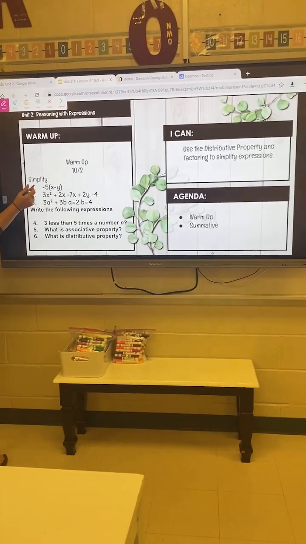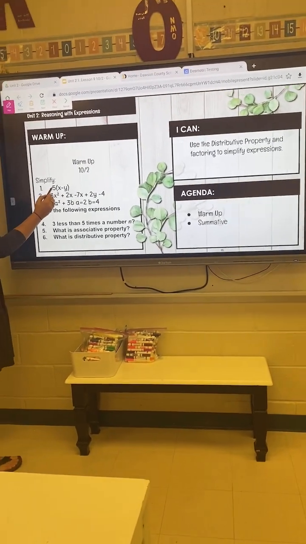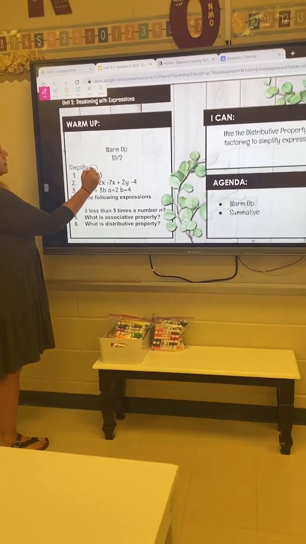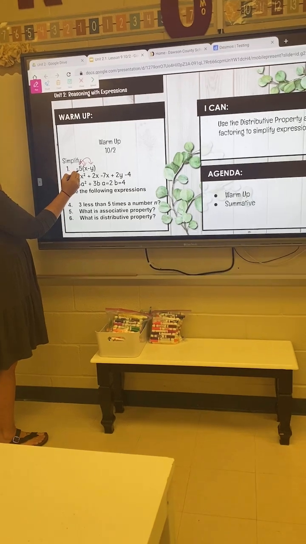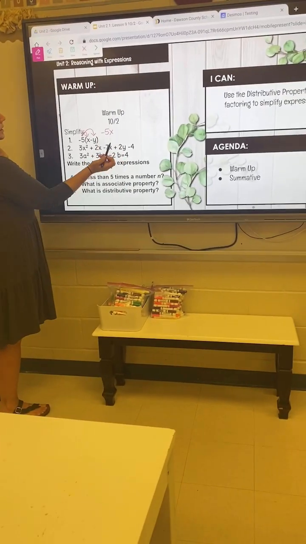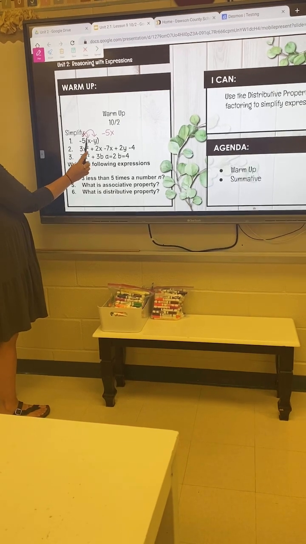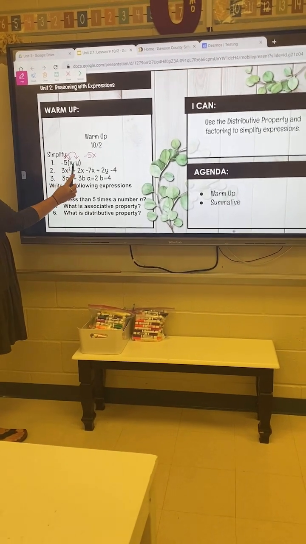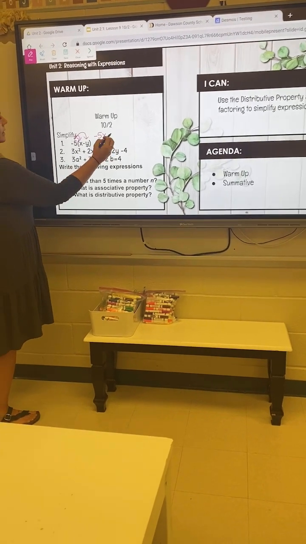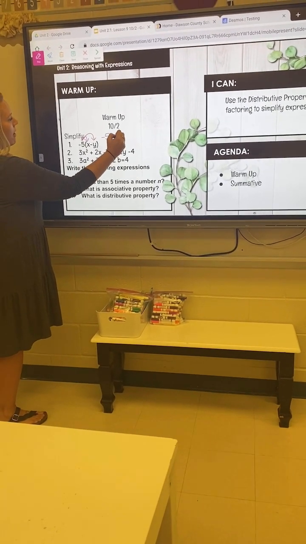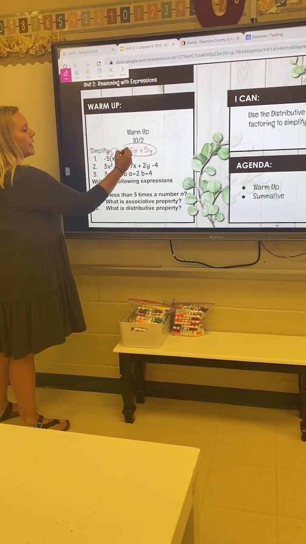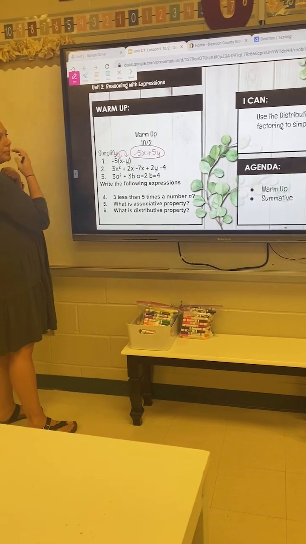Okay, so number one, you do -5 times x minus y. Remember, this is distributive. So you're gonna distribute that -5. -5 times x is -5x. And then remember on this one, you have to watch your signs. A negative times a negative is a positive. So -5 times -y is plus 5y. So number one is -5x plus 5y.